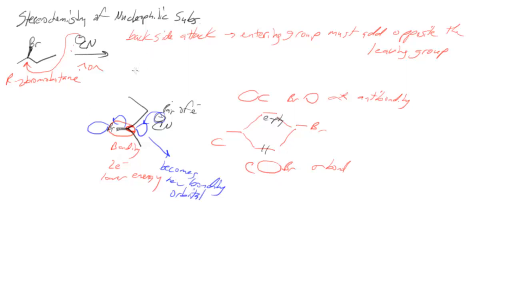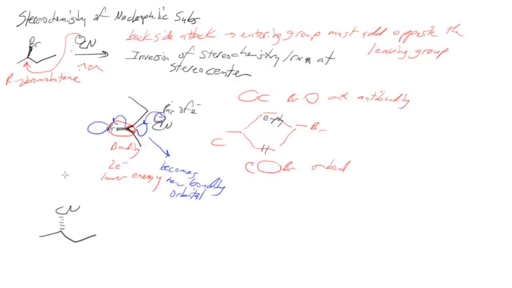So the outcome of all that is that we get inversion of stereochemistry when we have reaction at the stereocenter. So if I'm going to draw the product of that, then instead of coming out of the plane of the board, the cyanide is going to go back into the plane. So this will be a reaction product. Inversion of stereochemistry.